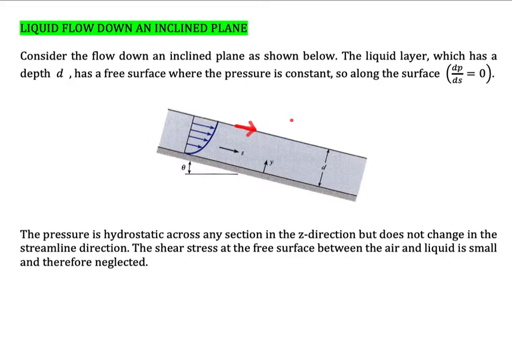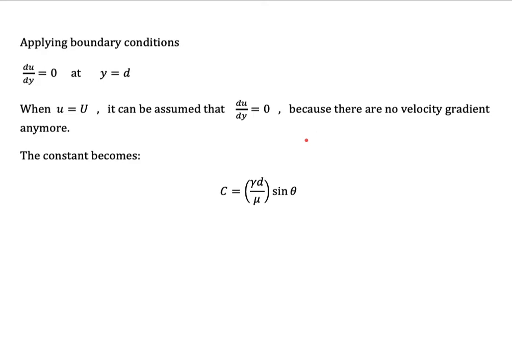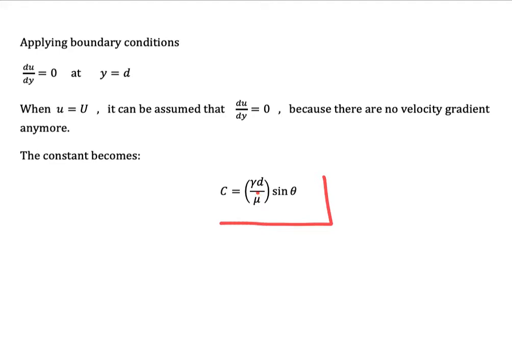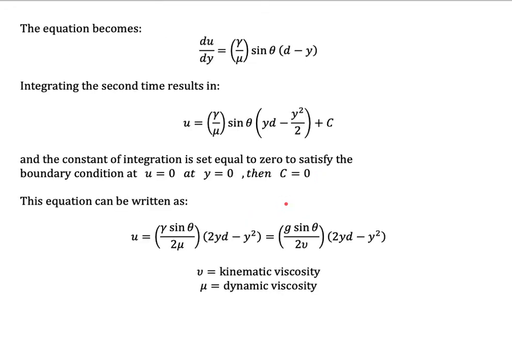Normally, later on when we learn about the boundary layer, we will assume that this is equal to capital U, which shows the free stream velocity. And then if you substitute everything, you will get that the value of c, the constant that we need to find here, is equal to gamma d over mu sine theta. So we substitute into the equation, and we get du/dy is equal to this one.